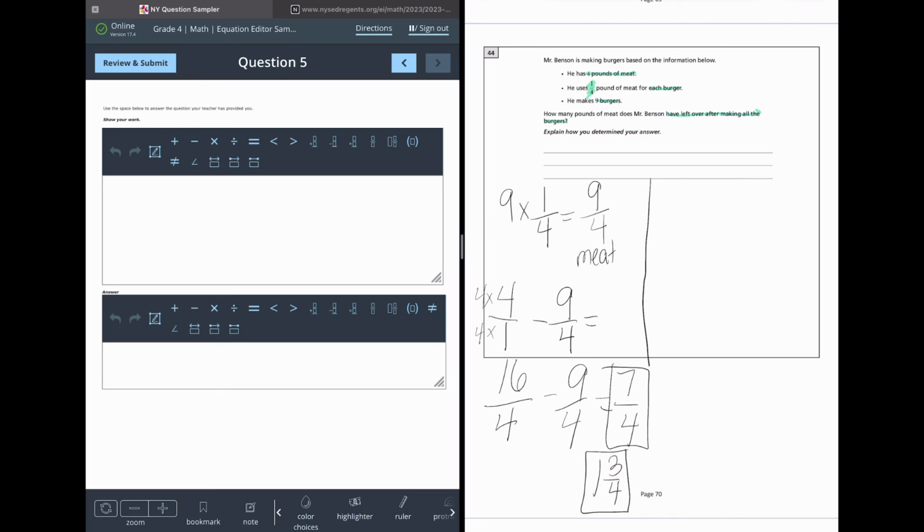Here's another way that I can see doing it. So I have 4 pounds of meat. Actually, let me draw this right. So I have 4 pounds of meat, and I'm breaking them up into fourths.